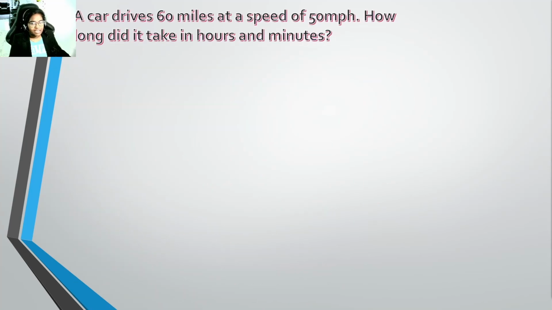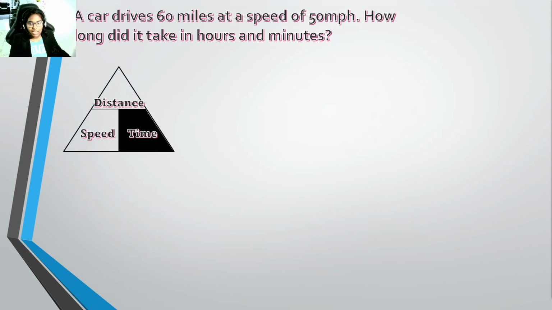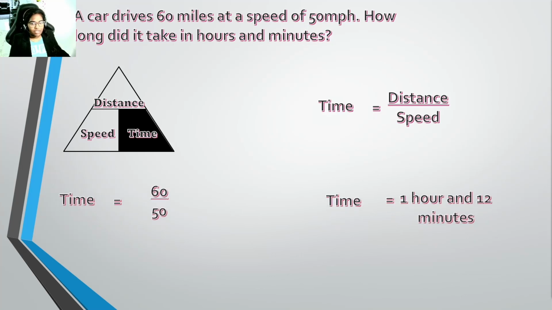One last question. A car drives 60 miles at a speed of 50 miles per hour. How long did it take? Well, we need to find the time, so what will the equation be? Distance and speed are vertically next to each other, so the equation will be time equals distance divided by speed. Now that we have our equation, we substitute the values, in this case for distance and speed. We'll have time equals 60 divided by 50, which will be an hour and 12 minutes. So it will take the car an hour and 12 minutes.